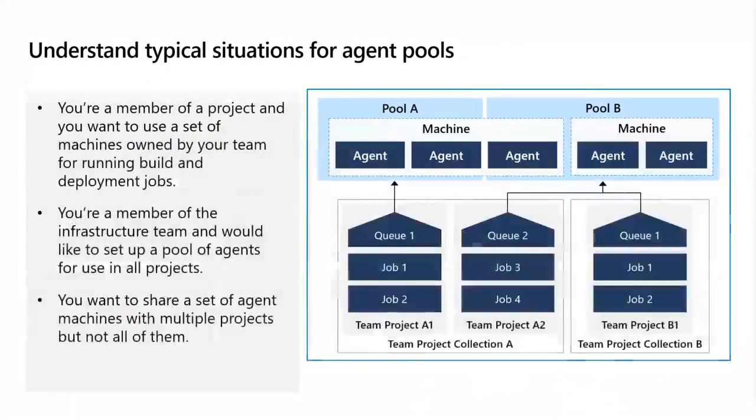So what are the typical situations for agent pools? You are a member of a project and you want to use a set of machines owned by your team for running build and deployment jobs. Or you are a member of the infrastructure team and would like to set up a pool of agents for use in all the projects. Remember that we can share the agents between all the projects that belong to the same organization. Or you want to share a set of agent machines with multiple projects, but not all of them. Basically, we are sharing the infrastructure where the pipeline will be executed.